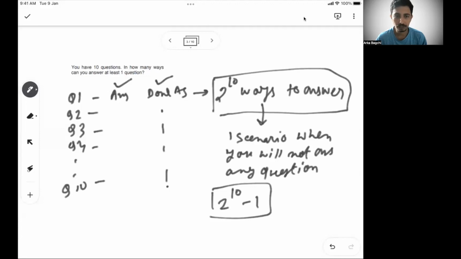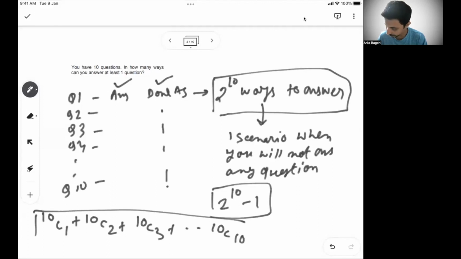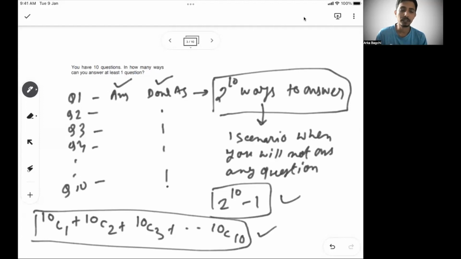So all the ones are if not answered. So that is only one way. The other way of solving this problem is out of 10 questions, they said you have to answer at least one question. So when you answer one question, you can choose 10C1. So out of 10 questions, you are answering only one question. So that you can do in 10C1 ways. If you think you will answer two questions, then 10C2, then 10C3 till 10C10. So this sum and this sum should give you the same answer, but you can solve it either way.